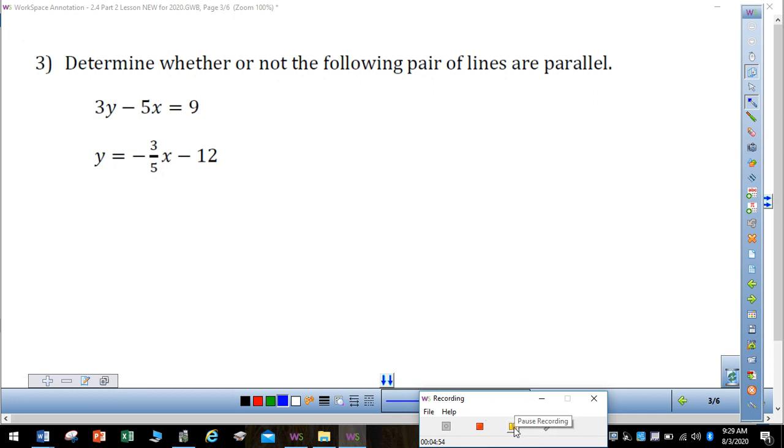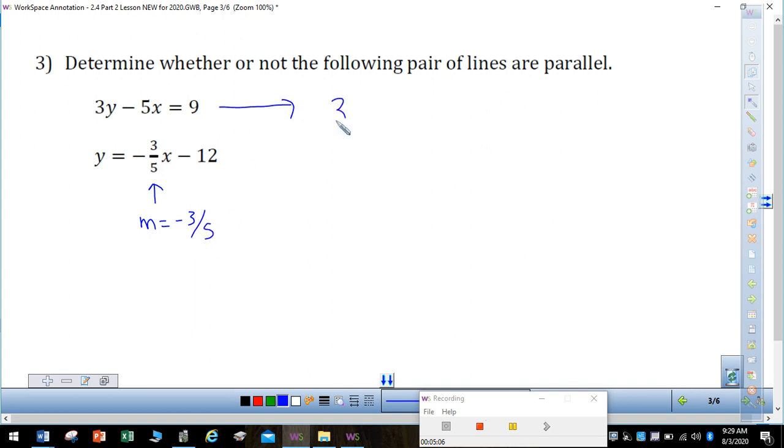Determine whether or not the following pair of lines are parallel. Well, we can see if they're parallel if they have the same slope. The second equation is already in slope-intercept form, so we can see that it has a slope of negative 3/5. Let's do some work with the first equation. So I'm going to rewrite this off to the side.